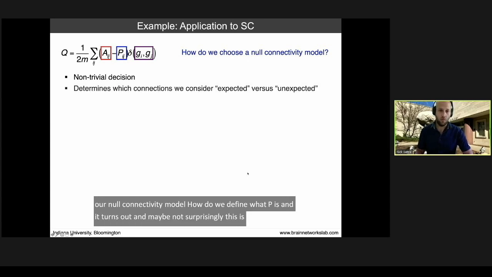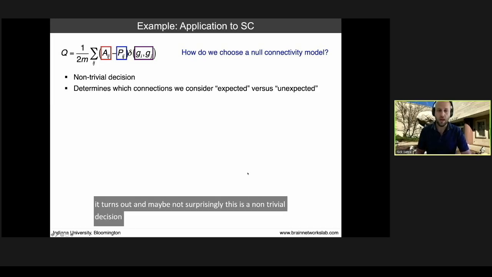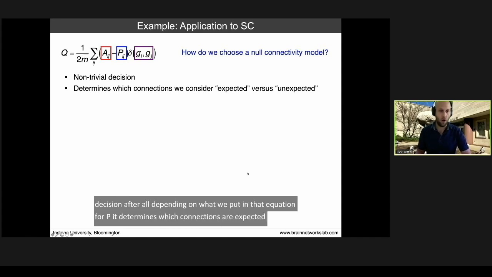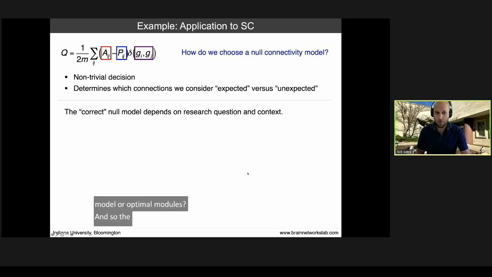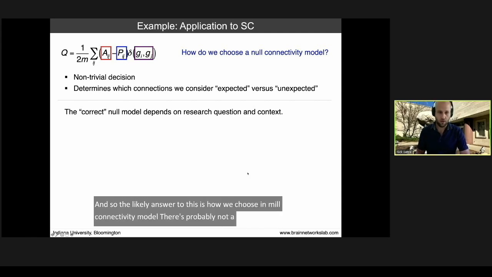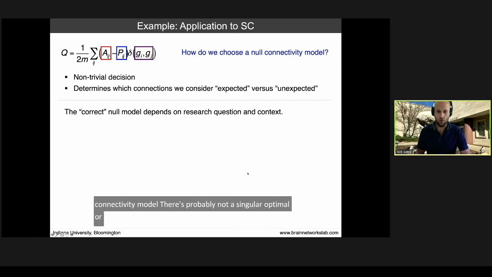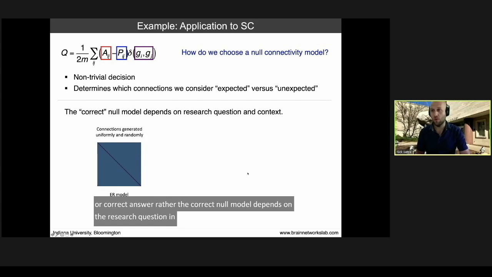After all, depending on what we put in that equation for P, it determines which connections are expected and which are unexpected, which in turn influence the optimal model or optimal modules. And so the likely answer to how do we choose a null connectivity model is that there's probably not a singular optimal or correct answer. Rather, the correct null model depends on the research question and context. But there are some models that are frequently used.